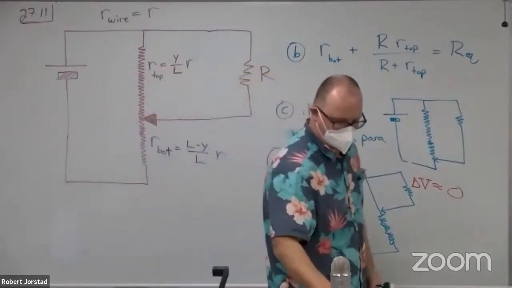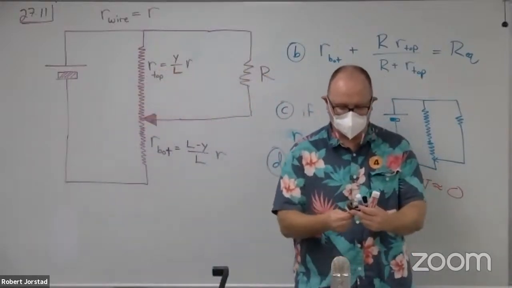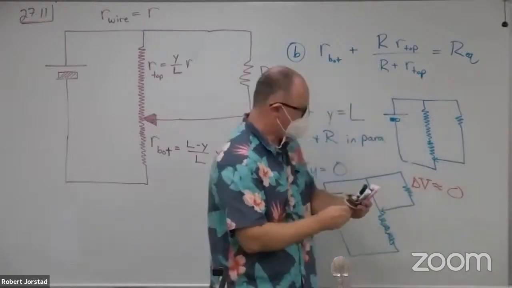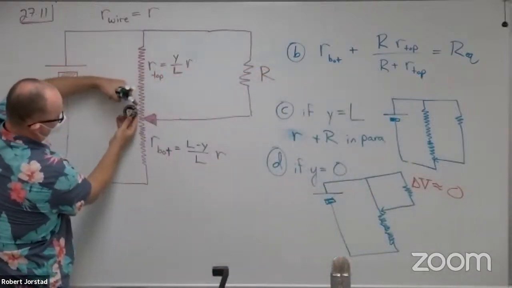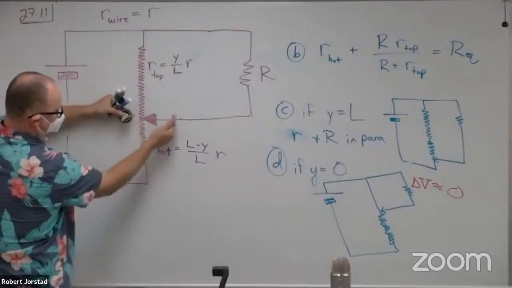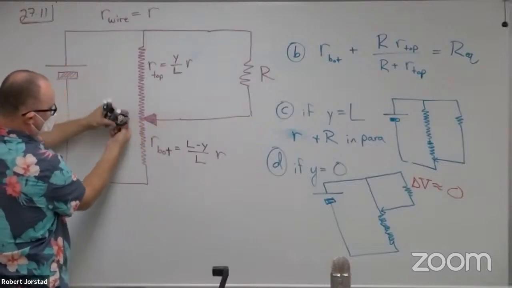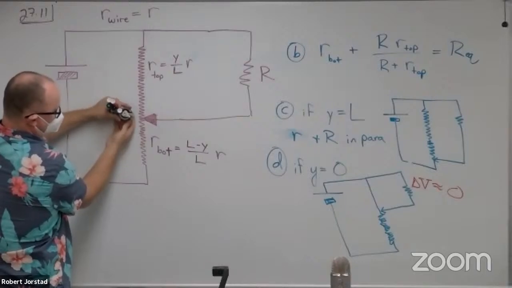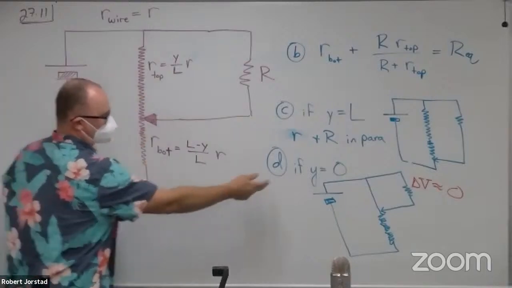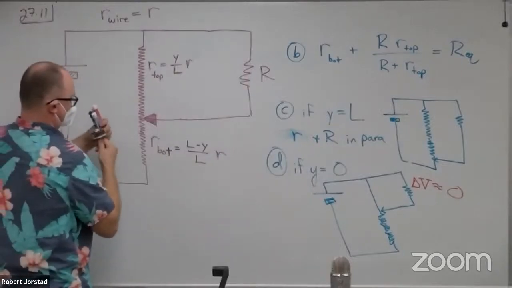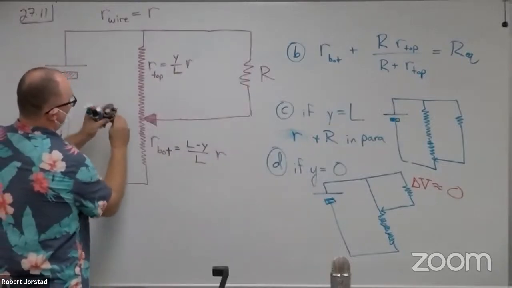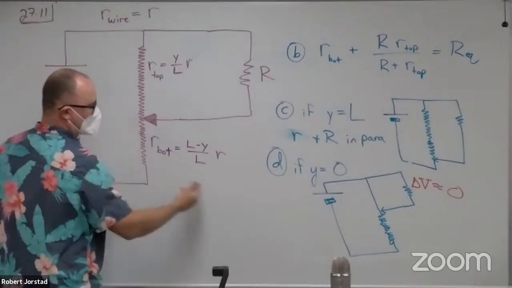So what does this device do? When you crank it one way, in practice, this is what it would look like. There's a way you can connect here, a way you can connect here, and this was the tap into the center. So when you crank it all the way to this side, you get the full length of the wire here. When you crank it all the way back, you get this circuit.